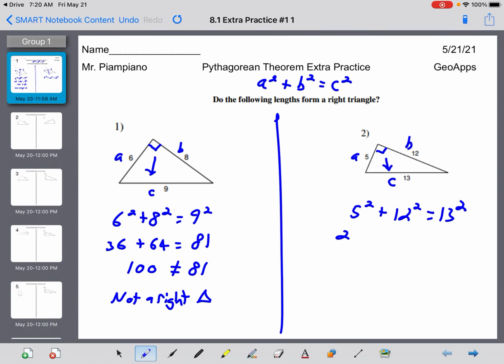Number 2, 5 squared is 25. 12 squared is 144. And 13 squared is 169. Well, 25 plus 144 makes 169. So what do you know? This is a right triangle.